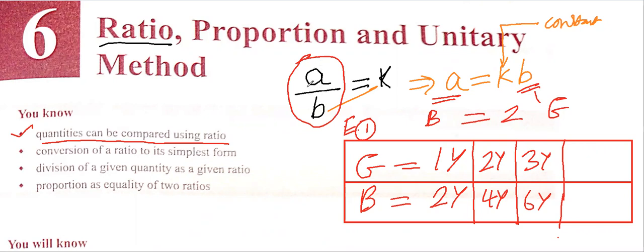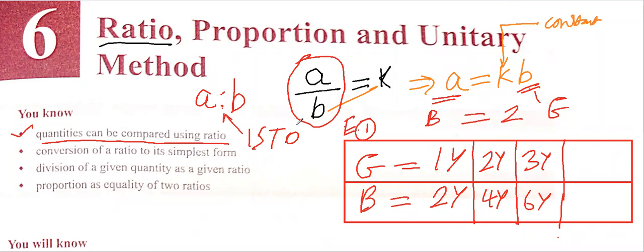How can I write it in the language of ratio? I can write A, then the two dots, and then B. These two dots are read as "is to". So I will say A is to B.